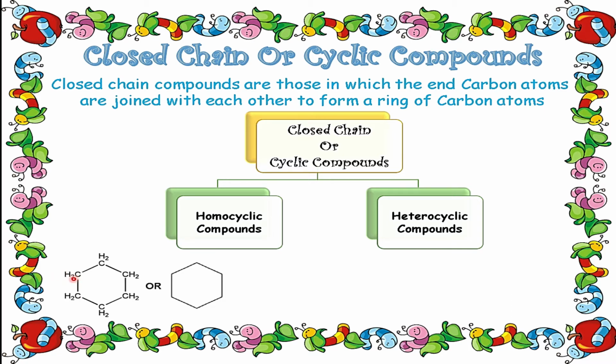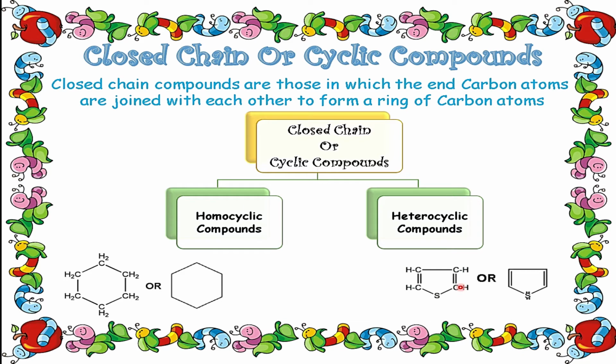Closed chain structures can also be represented like this. In this hexagon, each corner is representing one carbon. There is no need to represent hydrogen over here. So this is showing a structure with 6 carbon atoms and this is showing a cyclic structure. And all the elements of this cycle are carbon atoms.